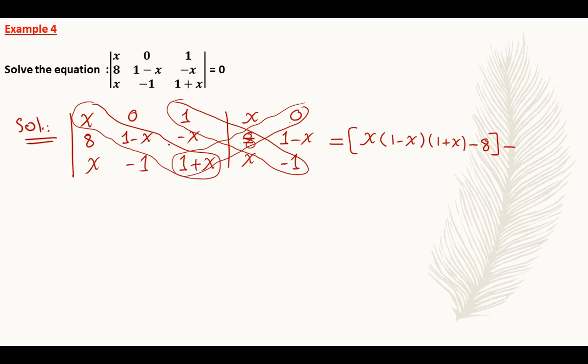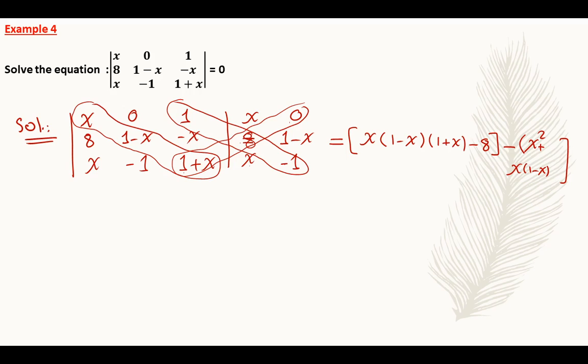x times x times negative 1, it will be equal to negative x squared, x power of 2. Okay, x power of 2. And we are going to multiply here 1 times 1 minus x times x, so the result will be plus x multiplied by 1 minus x.